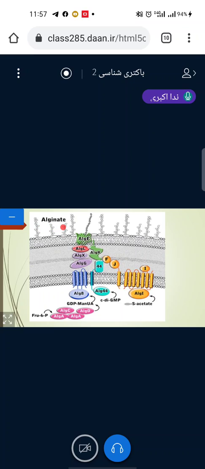Alginate is composed of exopolysaccharide, and it covers the surface of the bacteria, and it has a mucoid appearance. It helps the bacteria to attach to the host cell. Besides, or in addition to attachment, alginate protects the bacteria from phagocytosis, from macrophages, from antibiotic killing. How? I will show you in the next slide.